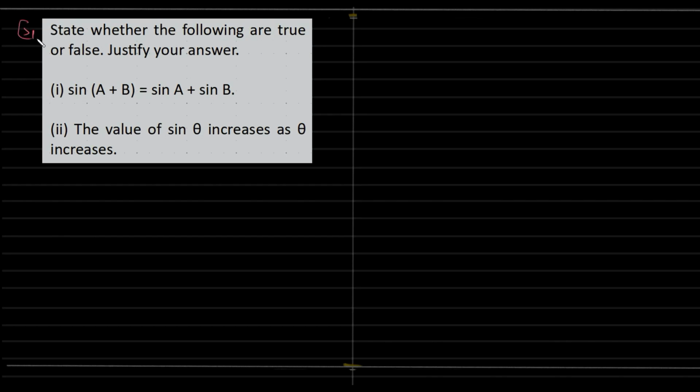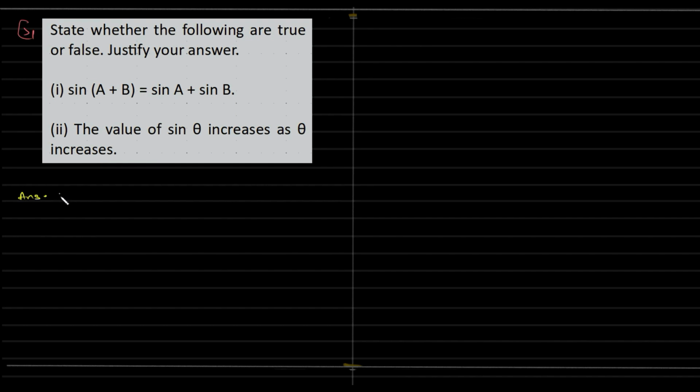State whether the following is true or false. Justify your answer. Whenever you have to remember this, the thumb rule is: whenever you have to prove something wrong, just give an example to show that it's wrong. Whenever you have to prove something is right, you have to prove it with variables. Some of the things your teachers might tell you may differ, so accordingly, you guys learn.